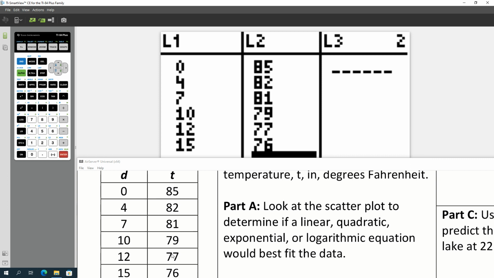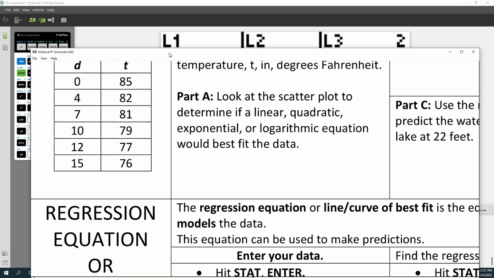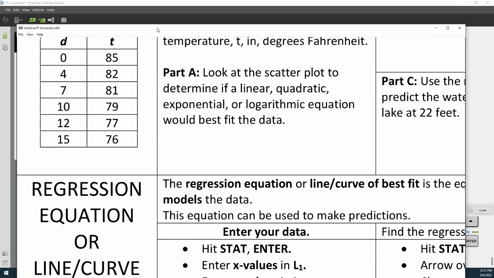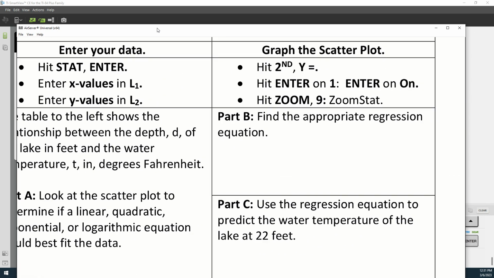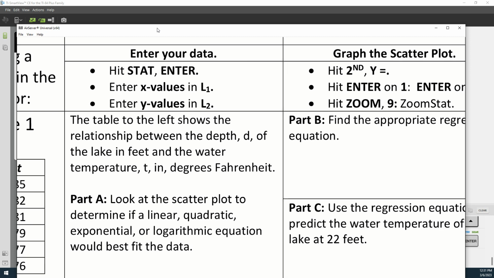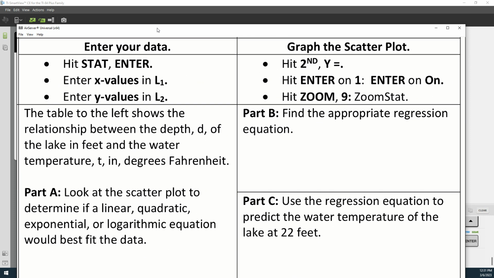Okay, so I'm just double checking I didn't mess something up. Okay, so that's entering the data. Now, we're going to have to enter the data in every single problem we do today. So it's in there in list 1 and list 2. And now when you're asked to graph a scatter plot, these are the steps we're going to follow.